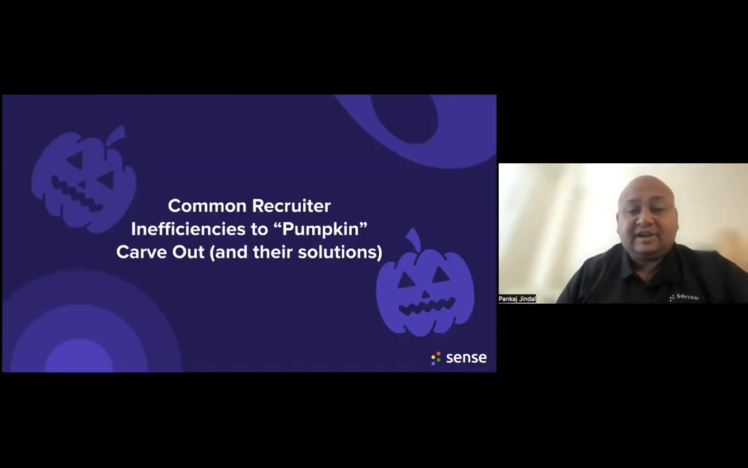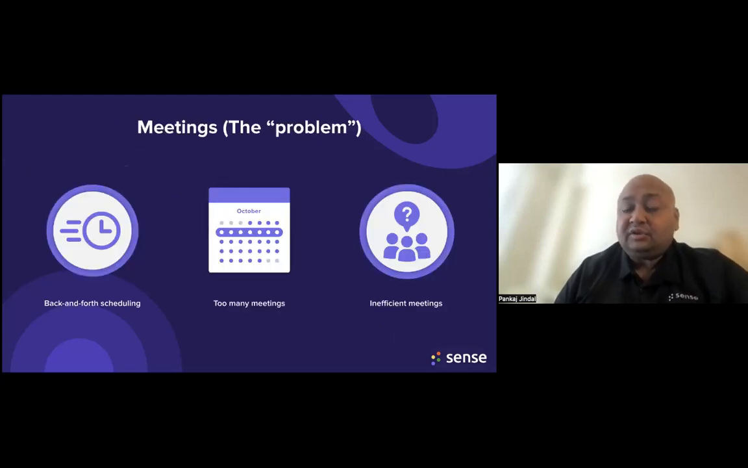All right, so let's get started, and start talking about the meat of this pumpkin here, right? What are some of these common inefficiencies that you can carve out? Let's take a closer look at them. The number one that I'm going to start with is meetings. When I say meetings, these could be interviews, these could be screening conversations, these could be actual interviews with the hiring manager or with the recruiter. But essentially, the idea that meetings today are one of the problems.